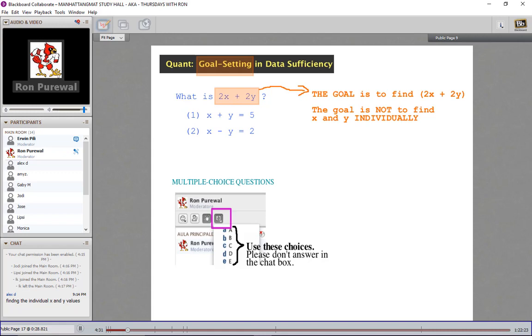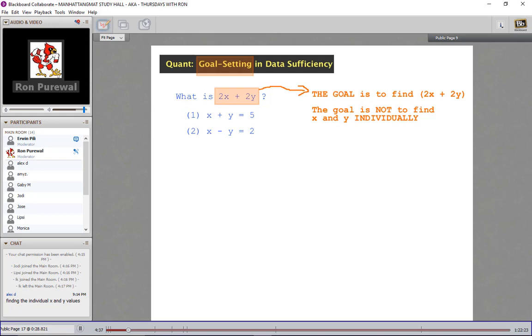This is the point. This is so centrally important, and this is actually the reason why they invented data sufficiency in the first place, right? Because if you have the correct goal, then you'll realize that statement 1 is sufficient, because if you have statement 1, you can just double it, right? So just double this, and that gives you that 2x plus 2y is 10.